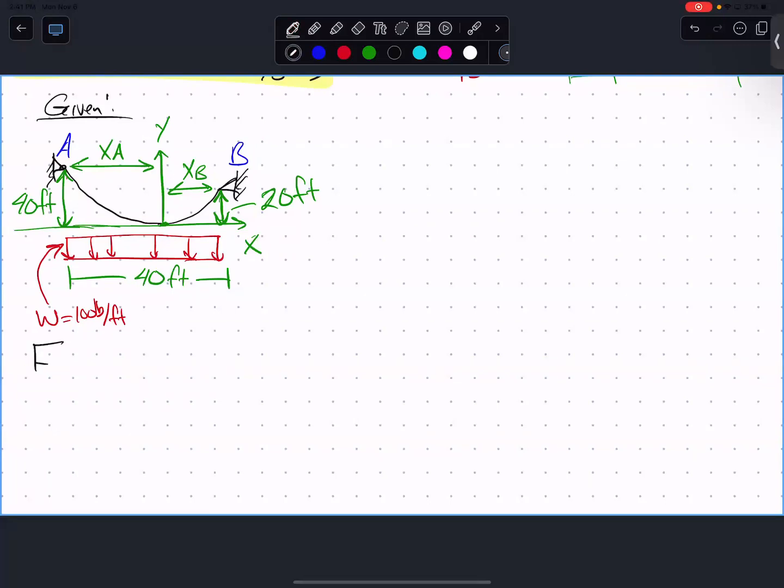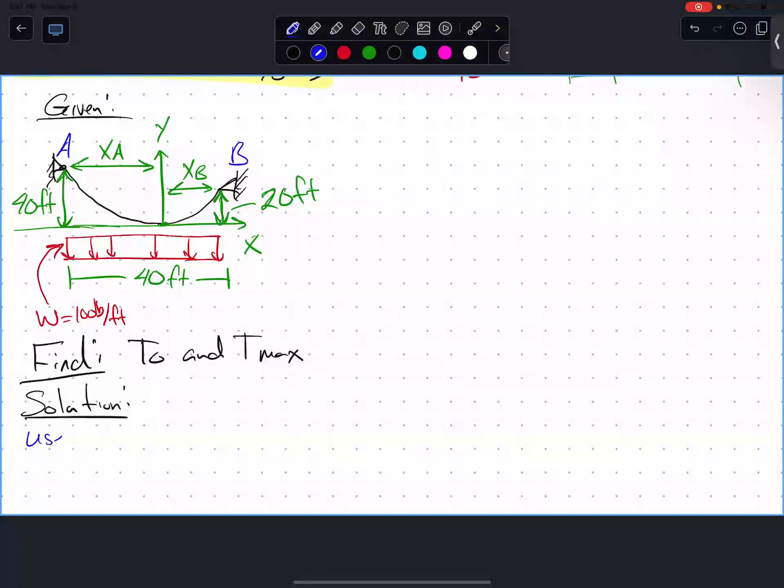They want us to find T naught and T max for this problem. For the solution, let's go ahead and use our equations, which is, we know y is equal to wx squared over 2 T naught.